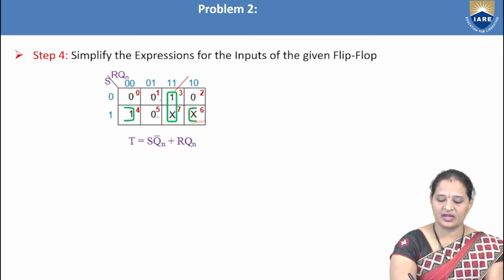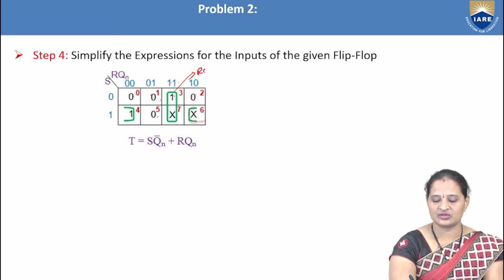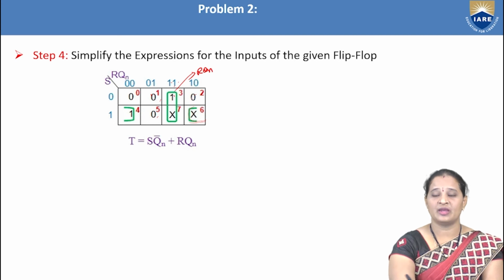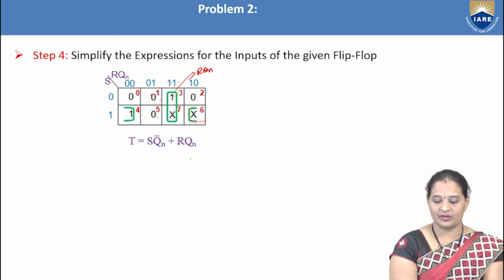And what is the prime implicant for this one? As the S value is varying for these two cells, eliminate S, and the R and Qn values are common, which are equal to 1. We have to take it as R Qn.